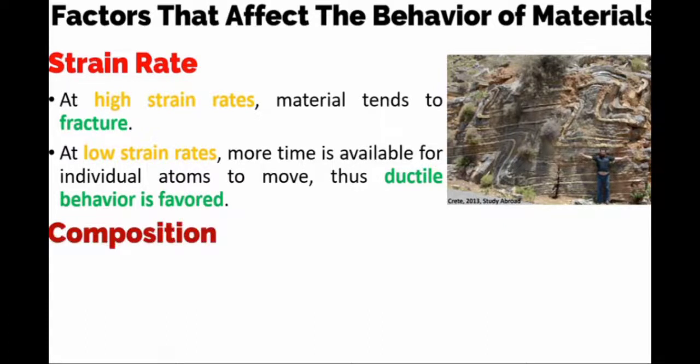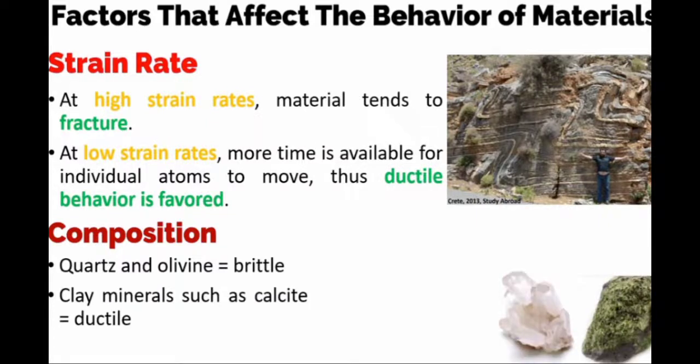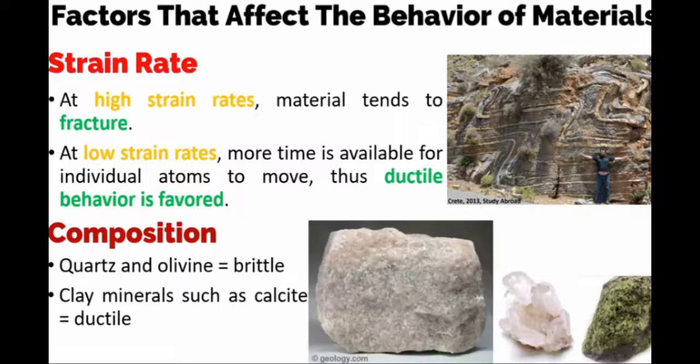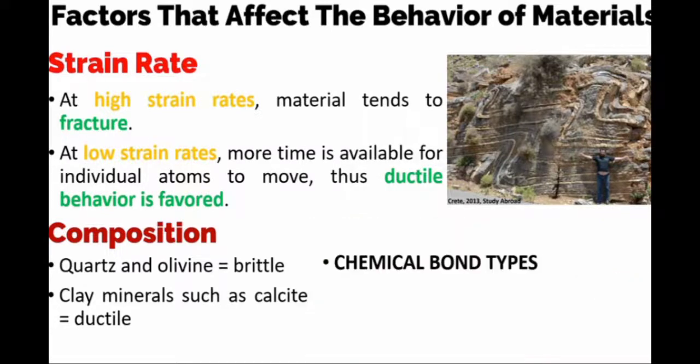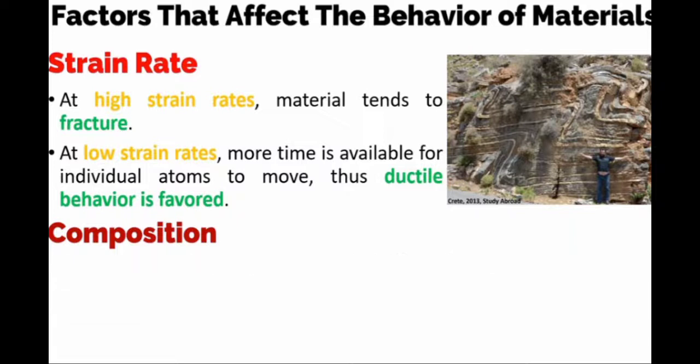Lastly, we have the composition. Some minerals like quartz, olivine, and feldspar are very brittle. Others like clay minerals, micas, and calcites are more ductile. This is due to the chemical bond types that hold them together. Therefore, we can say that the mineralogical composition of the rock will be a factor in determining the deformational behavior of the rock.